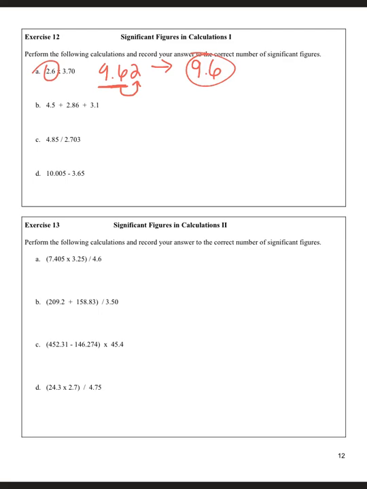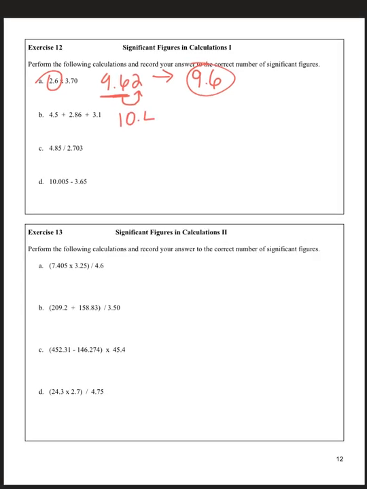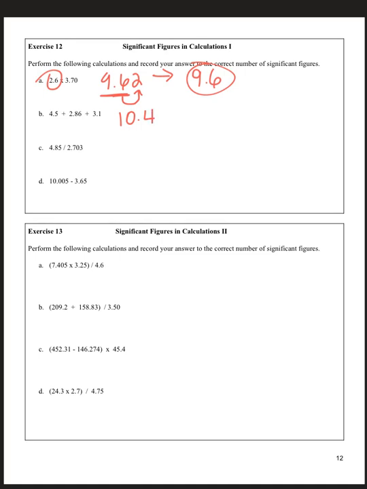On the next one, you've got 4.5, 2.86, and 3.1. So again, go ahead and add those up in your calculator. What does it give you? I got 10.46. Okay, but I don't know if that's my answer.